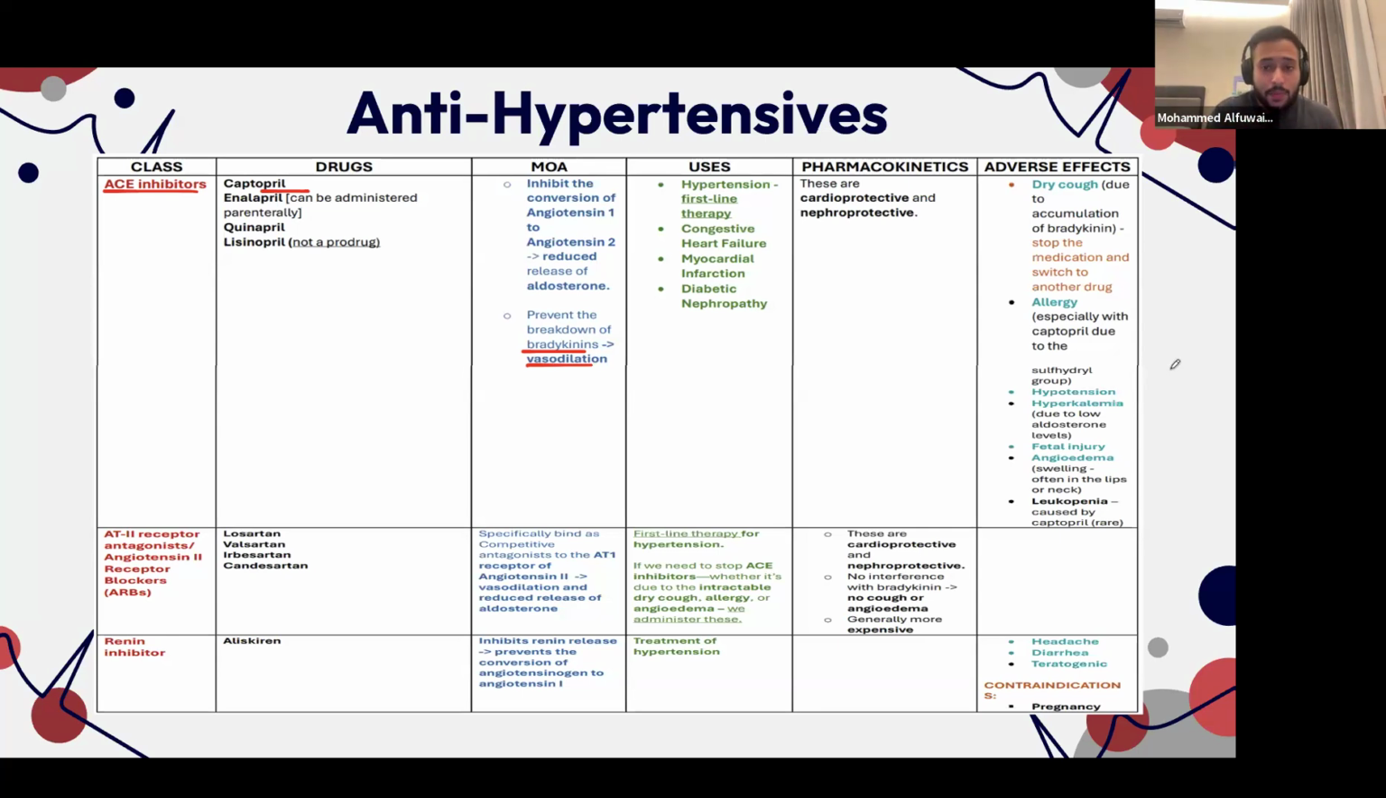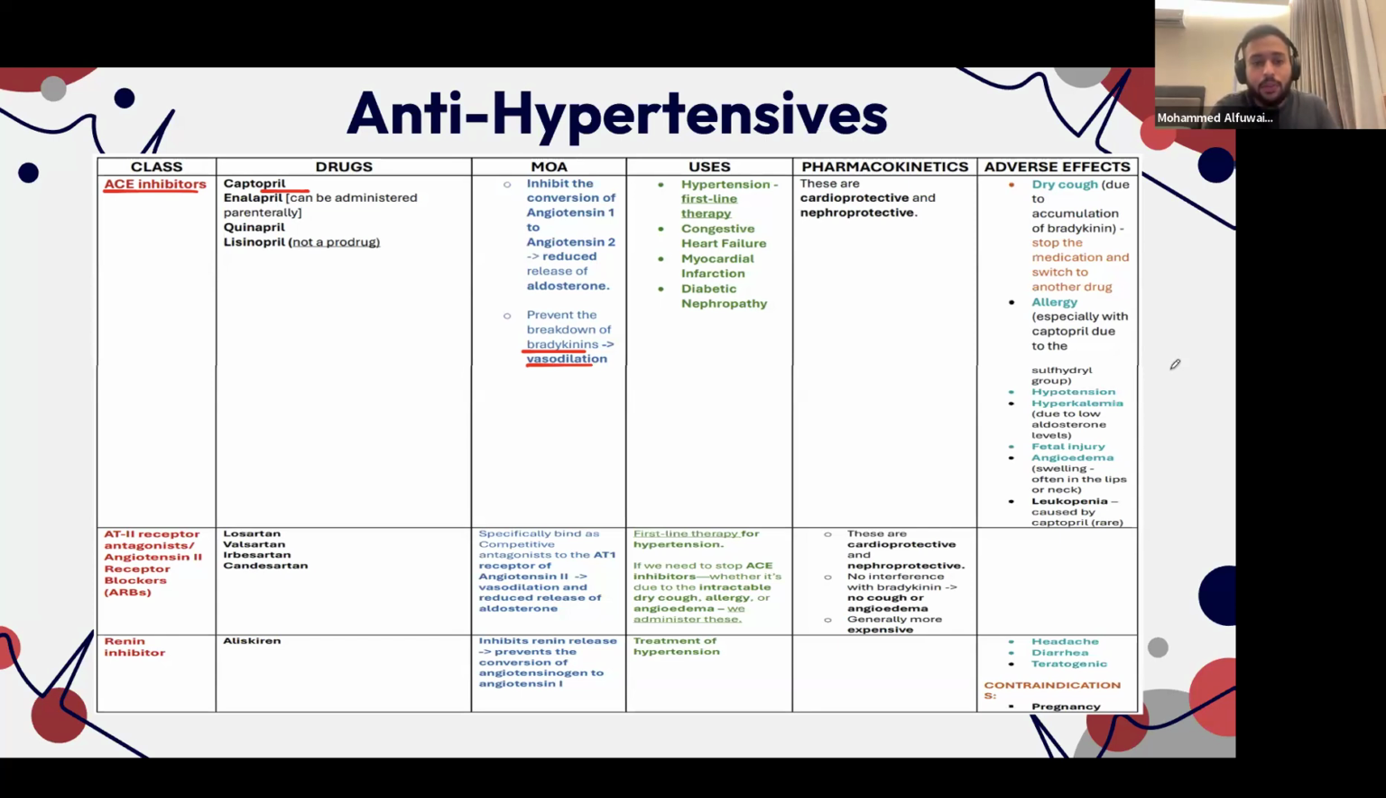Now, ARBs inhibit the angiotensin 2 receptor, same effects. However, it has no effect on bradykinin. That's why it does not have dry cough or angioedema, okay? So that's basically the ARBs. Direct renin inhibitor, which inhibits renin release or conversion of angiotensinogen to angiotensin 1, is aliskiren. This is not routinely given, usually in practice, and there's not much to that drug to remember.